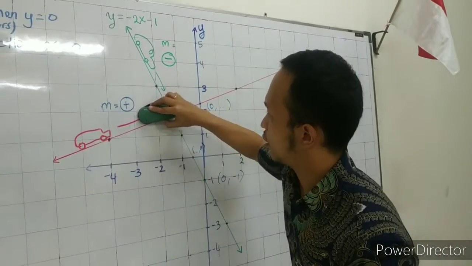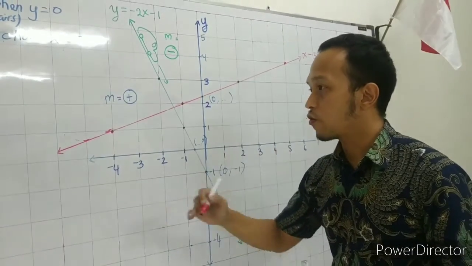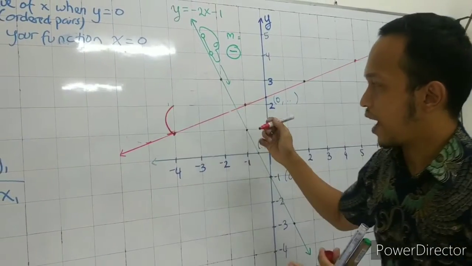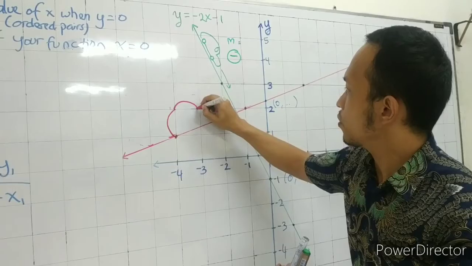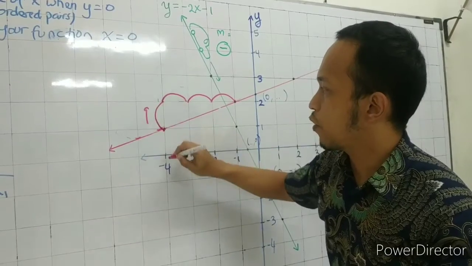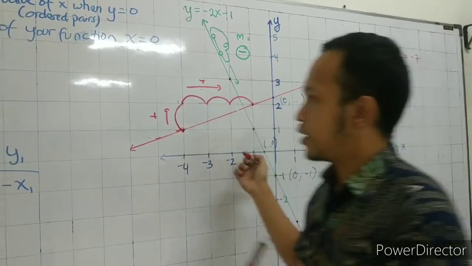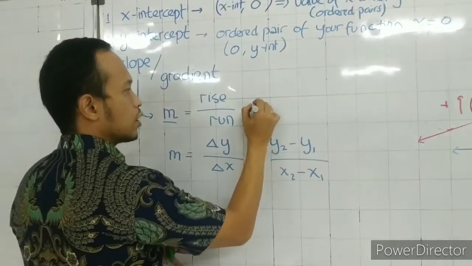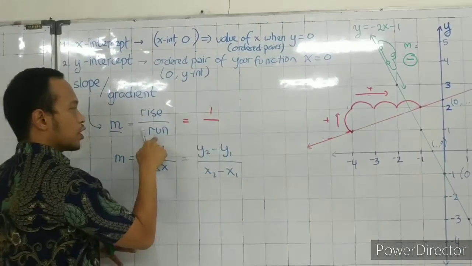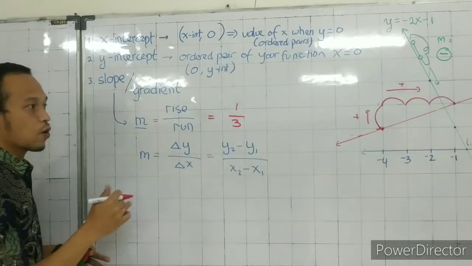Let me just erase the car here. How to find the slope by using rise over run? From here to here, it rises one time, and then runs 1, 2, 3, 3 times. Rise, if it is going up, is positive. Run, if it is going right, is positive. So if I use the formula here for the red one, the slope is rise 1 time over run 3 times. So the slope of the red line is 1 over 3.